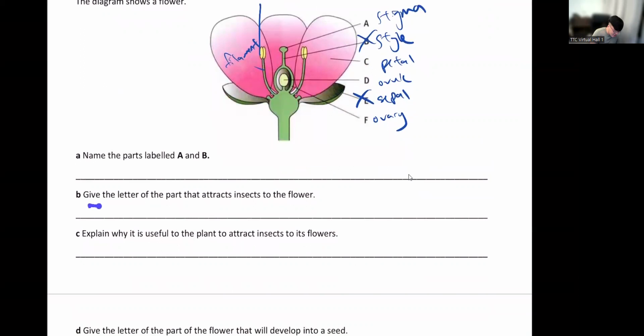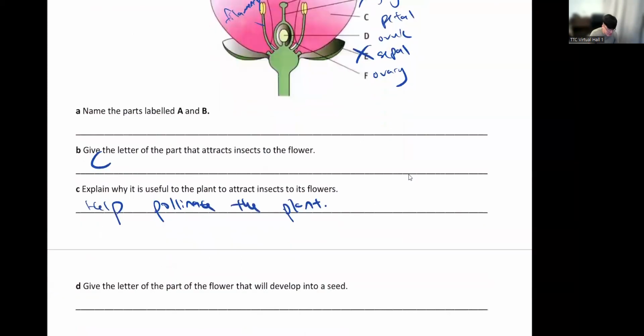So B, give the letter of the part that attracts insects to the flower. So who, like I said, attracts insects? That would be your C, that's your petal. And then C, explain why it is useful to the plant to attract insects to its flower. Well, this is to help pollinate the plant. Okay, helps with pollination, helps with the sex. Pollination is the sex of flowers. They can't walk to have sex with other plants, so they use bees and pollinating agents to help them.